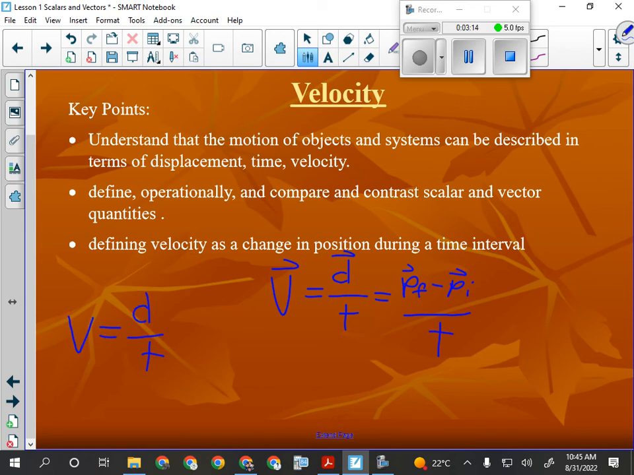I'm not crazy, that's different. Isn't that speed? Yeah, because you're looking at distance. Right. Speed is distance divided by time. These are scalar quantities. There's a difference.